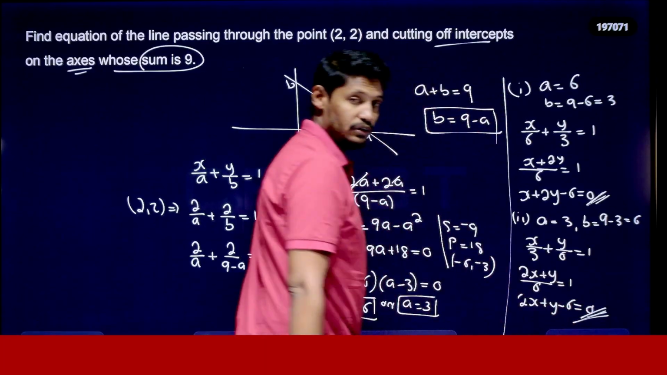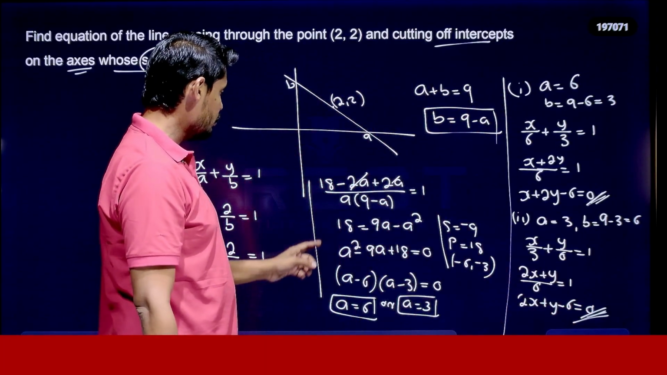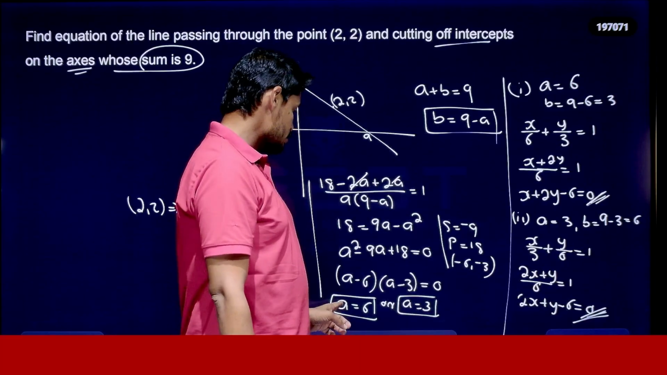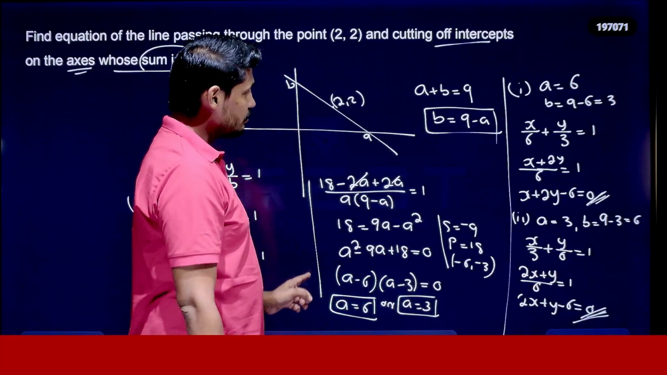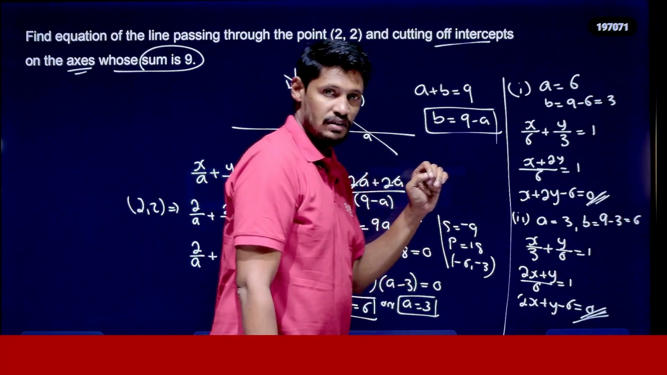Why are we getting two equations? Because we are getting the value of a as two different values. For two different values, we have two different equations. Fine.